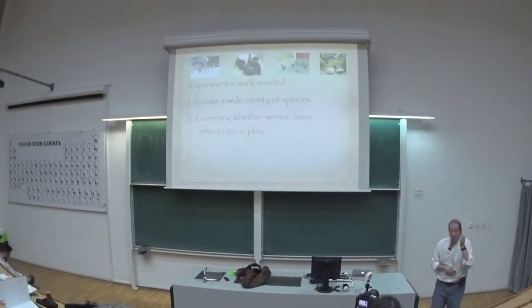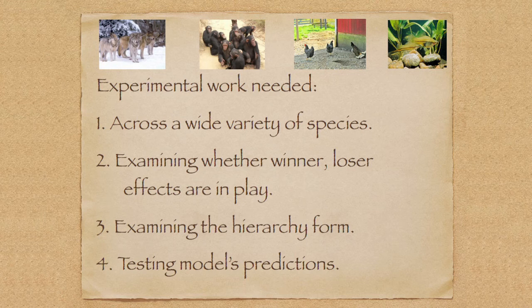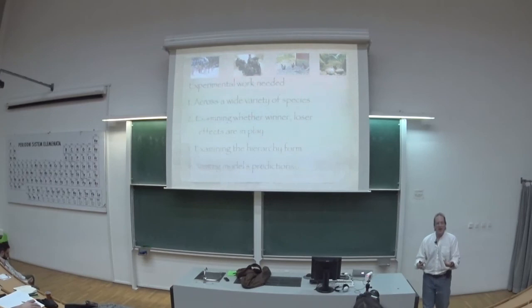So what we need to do is pick maybe a dozen species and look at winner and loser effects in those species, confirm what we know from other work that's been done. Then we need to look at hierarchy formation in those same species, and then we can test the predictions of the model. This is, in principle, a very easy thing to say, to do. In practice, granting agencies, at least when it comes to me, do not seem to want to give me a lot of money to do this.